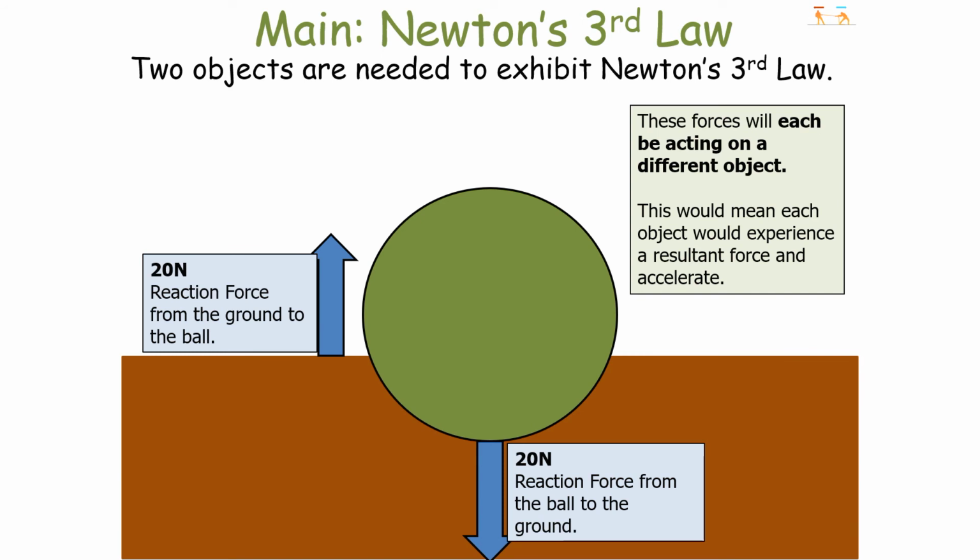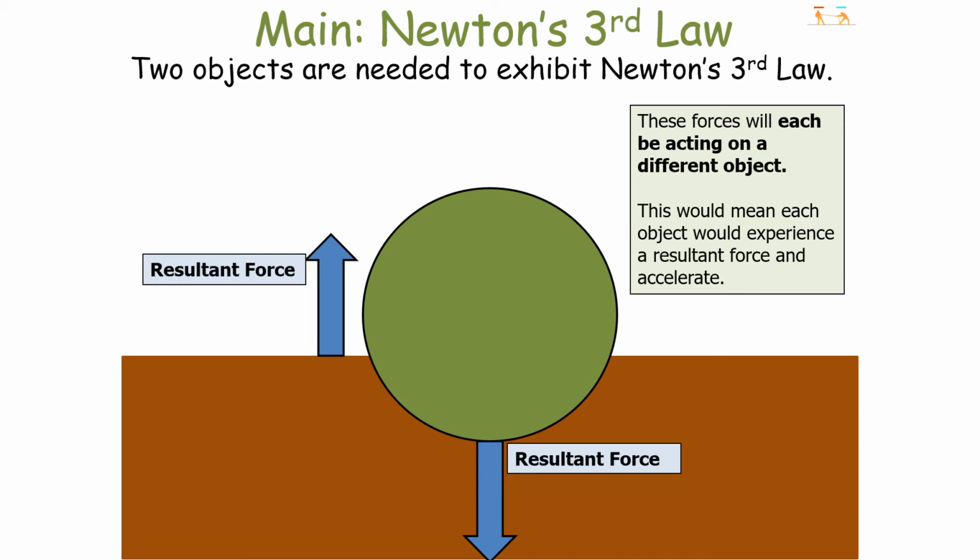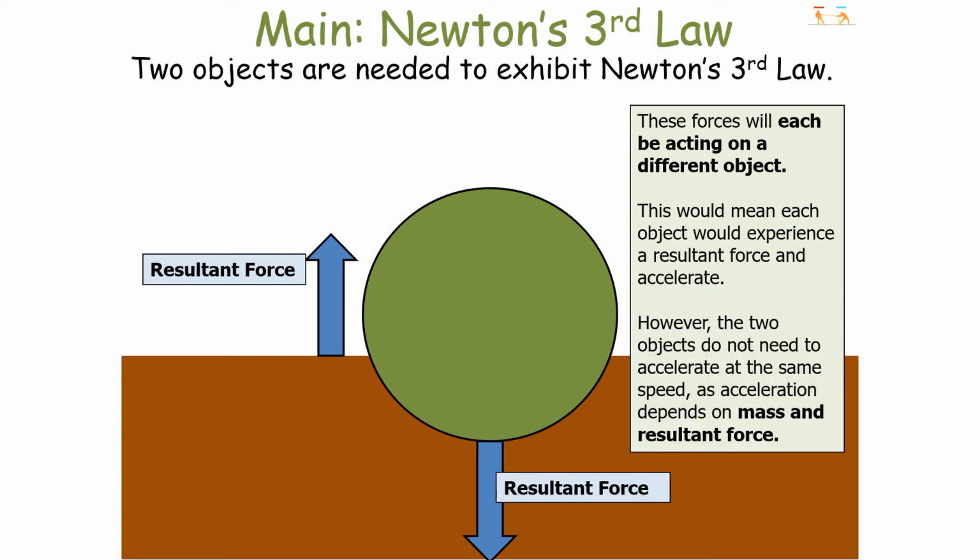One is a reaction force from the ground to the ball, and the other is a reaction force from the ball to the ground. This means that both the ball and the ground would experience a resultant force and accelerate. So both would have that resultant force and acceleration. However, the two objects do not have the same acceleration because acceleration depends on mass and resultant force.